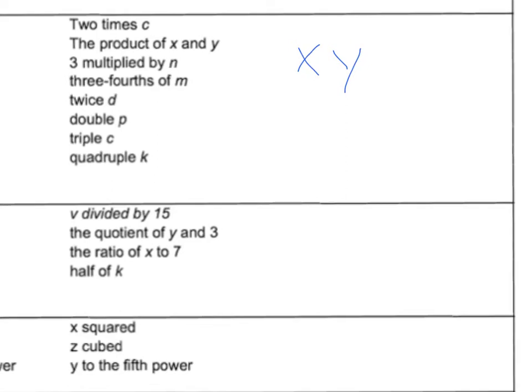Alright, the next one we're going to look at is 3 multiplied by n. So we're going to write that as 3 multiplied by n, or 3n is another way to say that. Alright, in this next one, we have 3/4 of m. So we're going to write that as 3/4 m. We're going to show multiplication there.